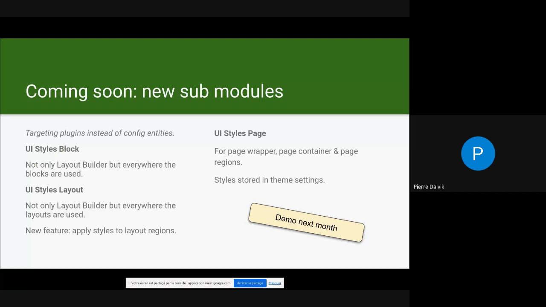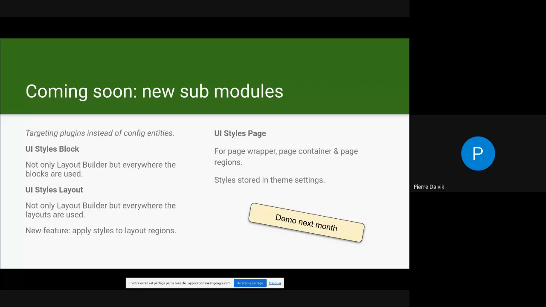So UI Styles, there is a lot of things going on. First, we are reorganizing our code base to target plugins instead of config entities. So now, for example, we are targeting block plugins and layout plugins. That means we will be able to use UI Styles not only in Layout Builder, but also everywhere blocks are used, and same for layouts. And this opens for us a lot of opportunities.